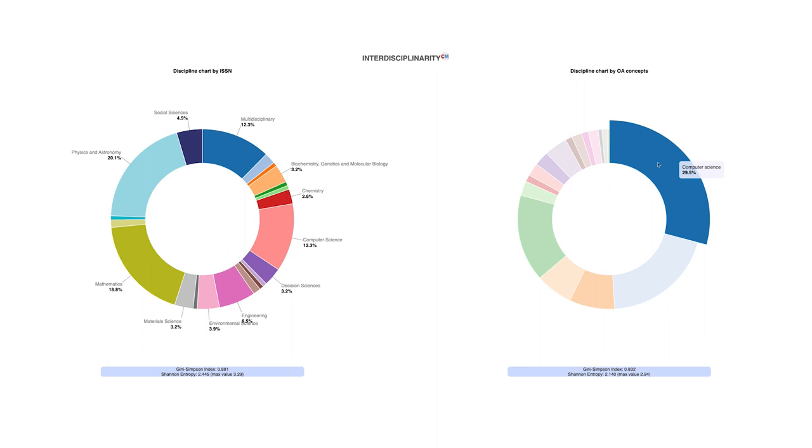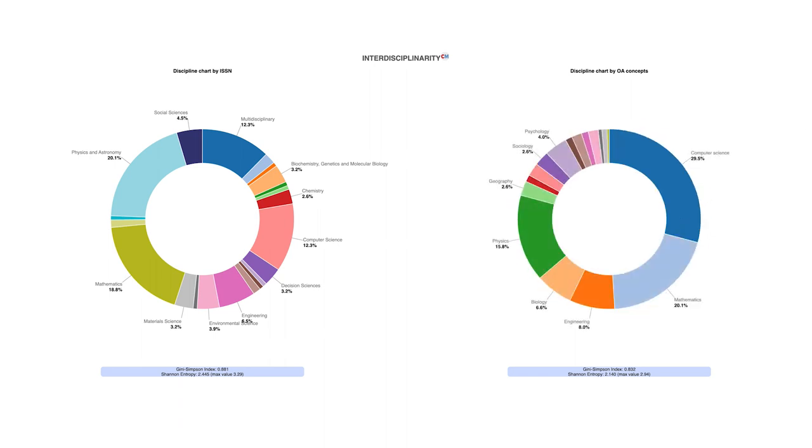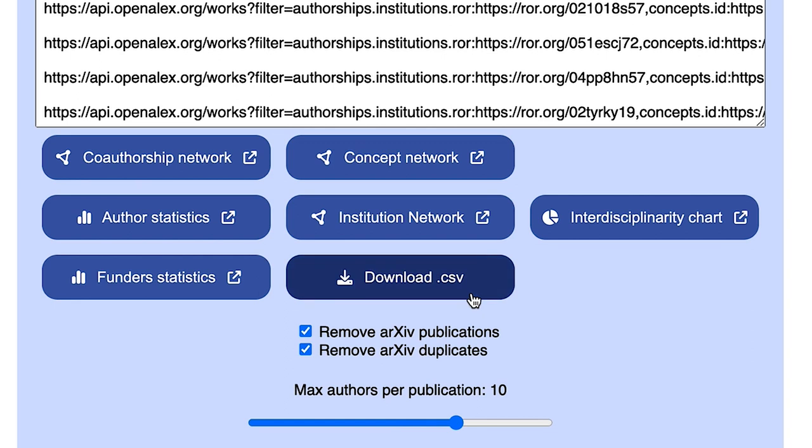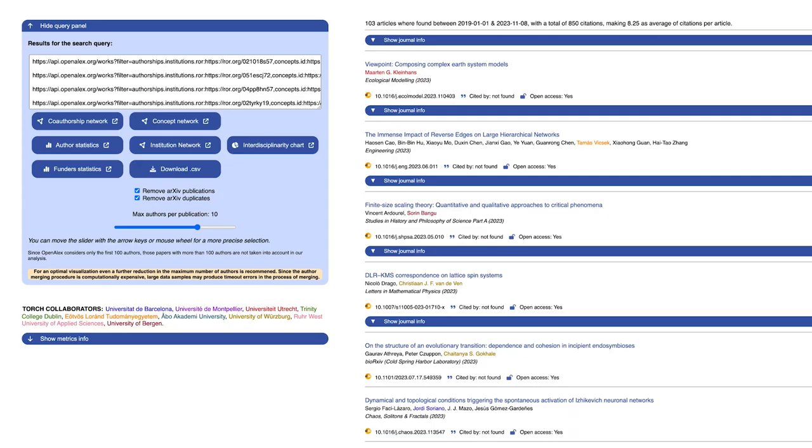Here on the left, according to the ISSN, the way it is classified in CiteScore. Further on the right, according to the main concepts in OpenAlex. And finally, we can also download a CSV file containing all the information that you have here on the right, and for instance, make a report, or whatever you want to do with the list of publications.